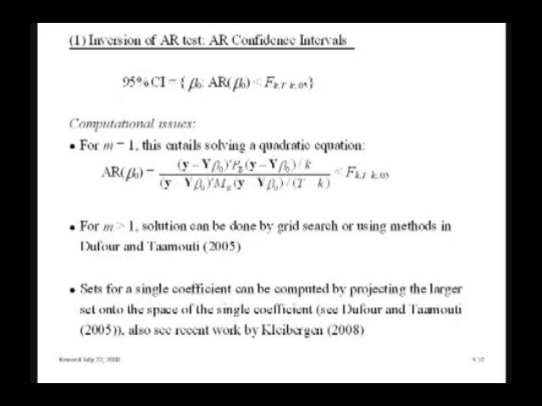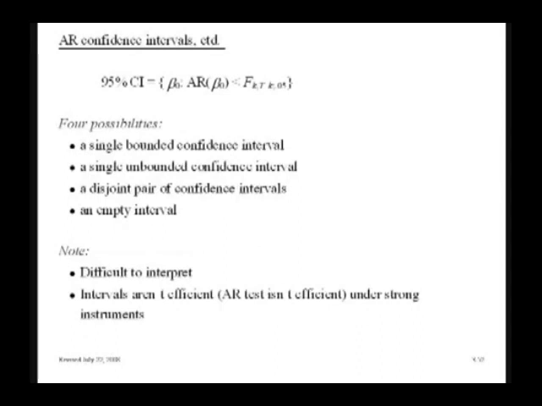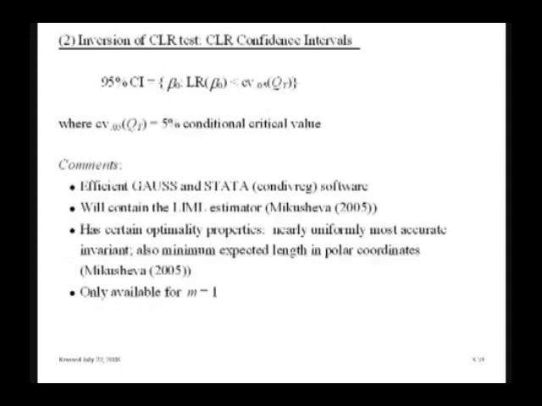There's a variety of possibilities that can arise when you have an Anderson-Rubin confidence interval. It can be disjoint, it can be unbounded, it can be empty. And I think the same thing is true for the CLR statistic. The CLR statistic, thanks to Anna Mikusheva's paper and Brian Poi's software, is all something that can be implemented. The CLR statistic will always contain the LIML point estimator, which is one nice feature of it.